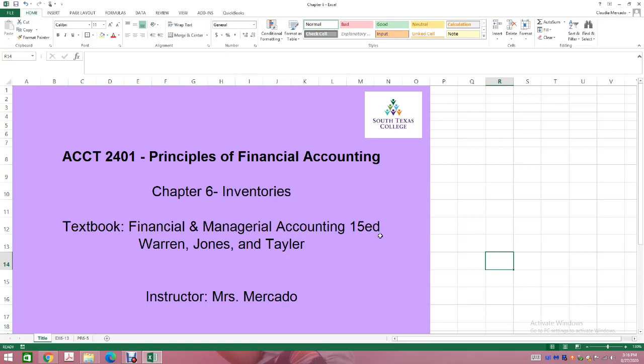In this particular chapter, we are going to learn about 3 different inventory methods, which are the first in, first out, which is FIFO, the last in, first out, which is LIFO, and the weighted average cost method.